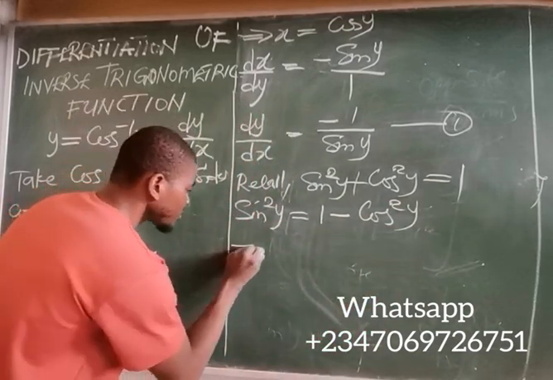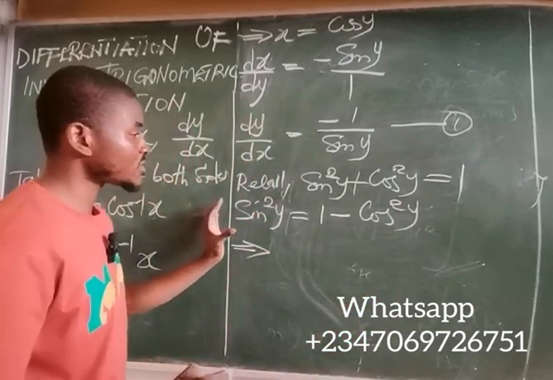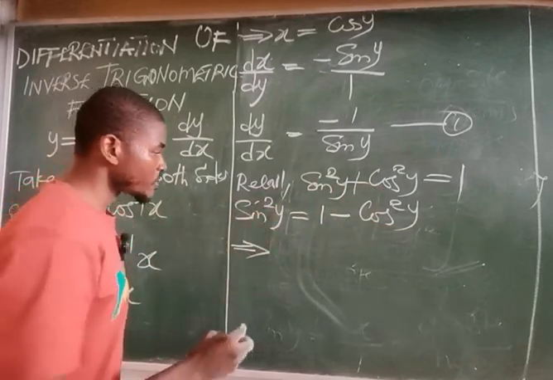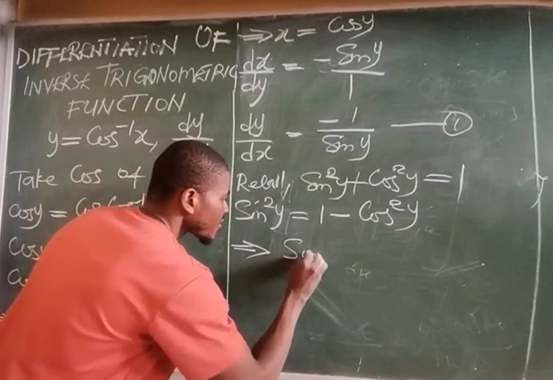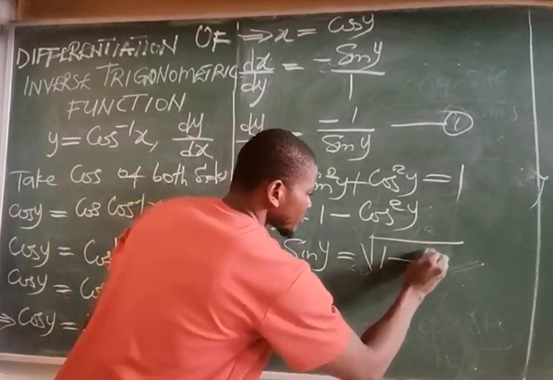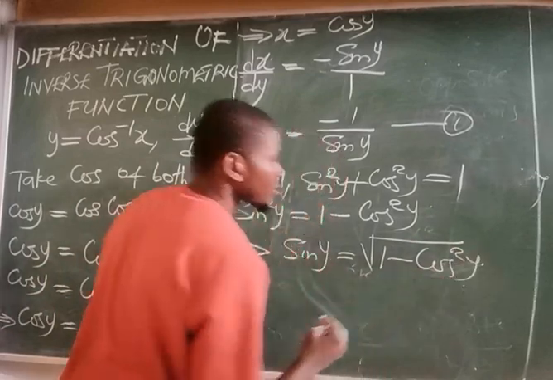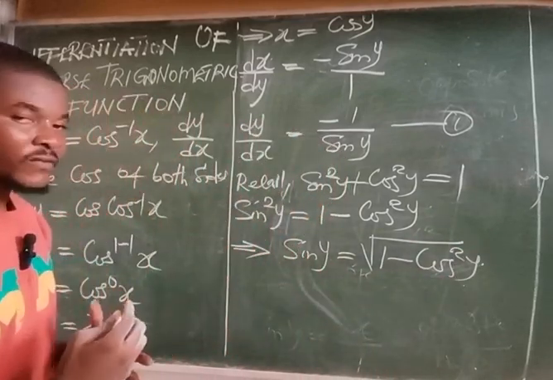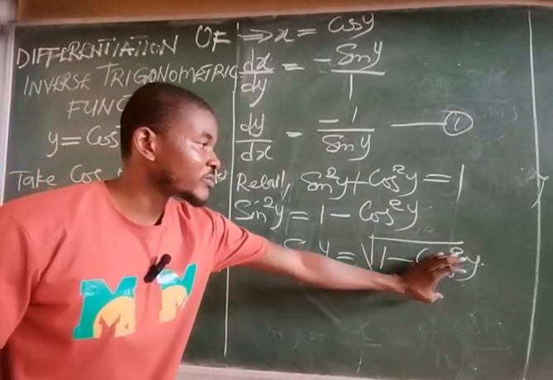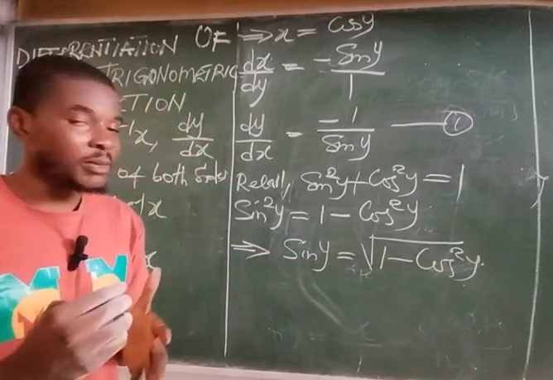Okay, so this simply means that to find sine y, I need to take the square root of both sides, because sine here is to the power of 2. If I take the square root of both sides, I'll simply have sine y equal to the square root of 1 minus cos squared y. Okay, so I simply have this. But again, these terms are in terms of y. I need to also make it in terms of x.